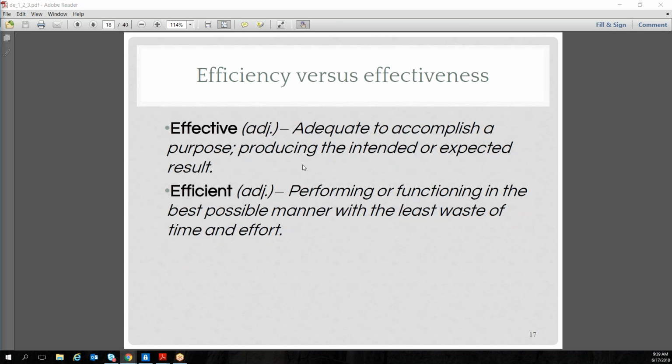Effectiveness is being adequate to accomplish a purpose, producing the intended or expected result. We can be efficient, but whether that efficiency is helping us in meeting our goals or our target is what I mean by effectiveness. Now the question arises whether we shall be efficient or effective. Which is most important? What does your thought process say? Any answers? Which one is better, effective or efficient?